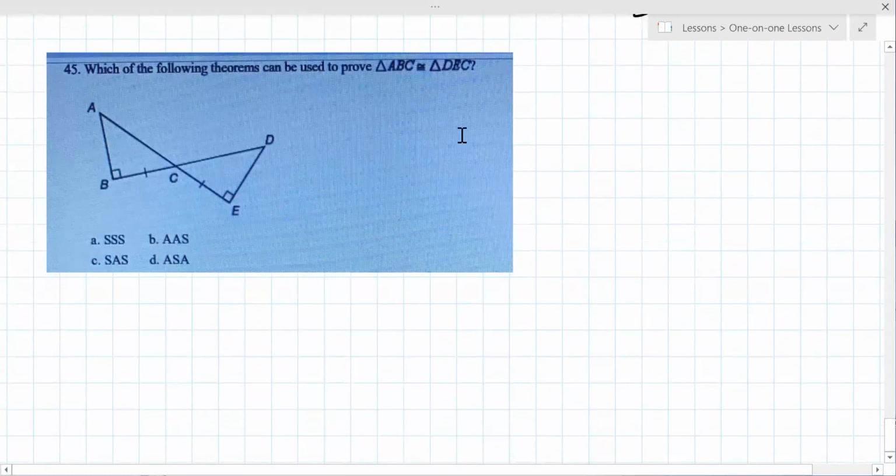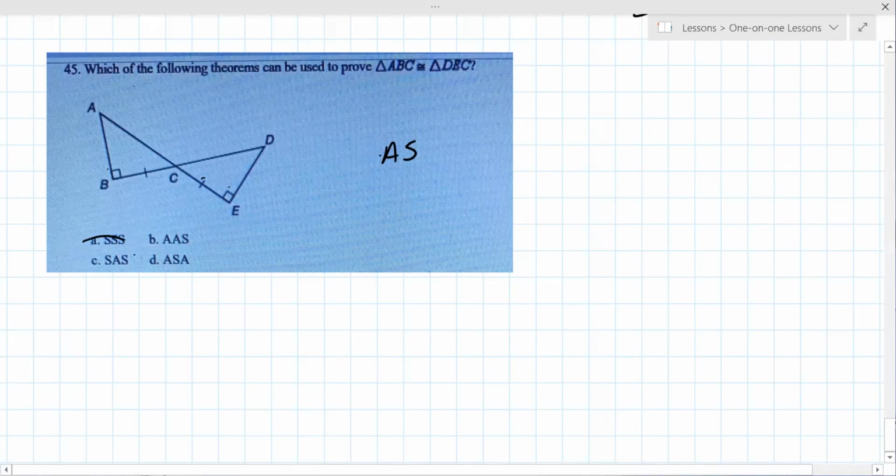Which of the following theorems can be used to prove triangle ABC is congruent to DEC? Okay, so we've got a side and a side, an angle and an angle. If I just tell you, then there's no learning. So far we've got an angle and a side, so that means it's probably not SSS, but it could actually be any of the other ones here.